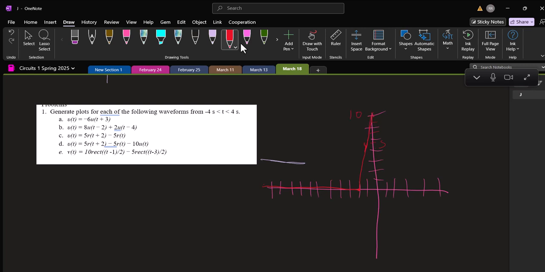And then when I get to 0, I have a slope of -5. So what that does is it takes my slope that I had before, which was +5, and subtracts 5 from it to give me a slope of 0. So it just cancels out that slope.